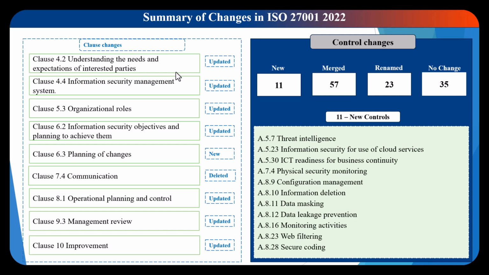So in the annex, 5.7, threat intelligence, 5.23, information security for use of cloud services, 5.30, ICT readiness for business continuity, 7.4, physical security monitoring, Annex 8.9, configuration management, 8.10, information deletion, 8.11, data masking, 8.12, data leakage prevention, 8.16, monitoring activities, 8.3, web filtering, 8.23, secure coding.